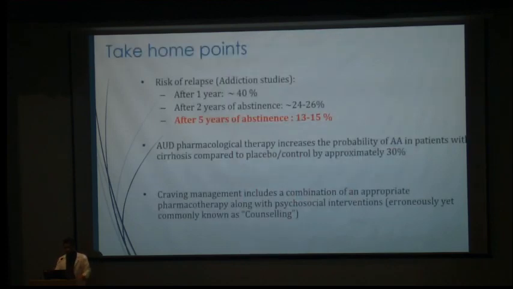So some take-home points for everyone. Please remember that the duration of treatment in almost all addiction studies, even after 5 years of abstinence, the risk of relapse remains 10 to 15%. So duration has to be long-term. These are chronic relapsing illnesses. But we know that pharmacological therapy increases probability of alcohol abstinence compared to placebo by approximately 30%, but it should always be combined with psychosocial interventions, erroneously yet commonly known as counseling.